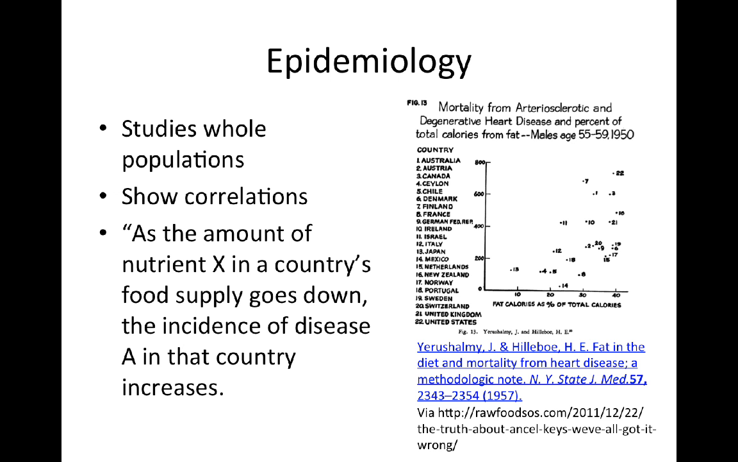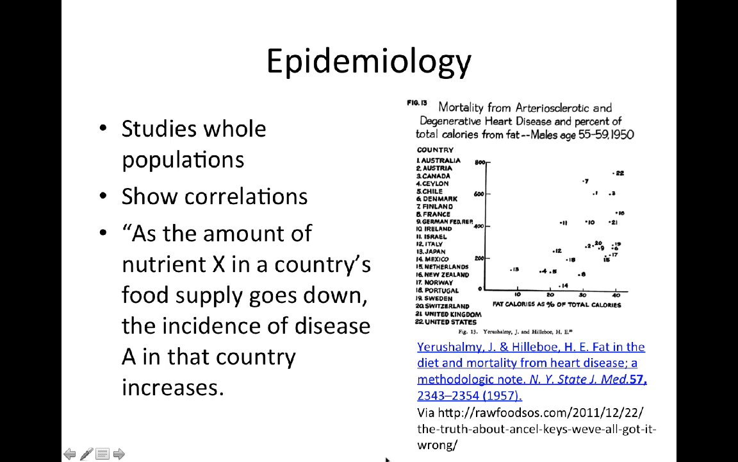There's also epidemiological studies. So these are studies of whole populations. We will see, because we'll elaborate on this in another video, that epidemiological studies can only show us correlations. For example, you might look at the amount of nutrient X in a country's food supply, and you can see that as you have populations that are getting lower in nutrient X or higher in nutrient X, the incidence of a specific disease might increase in the country.